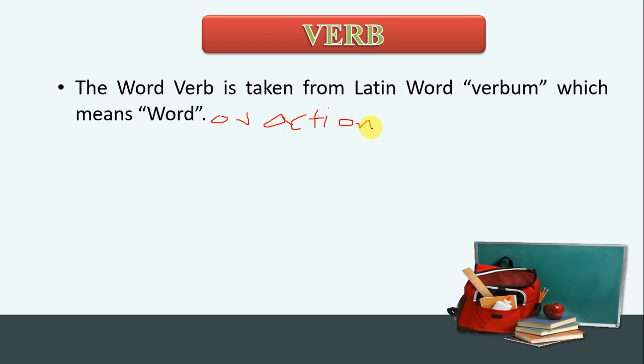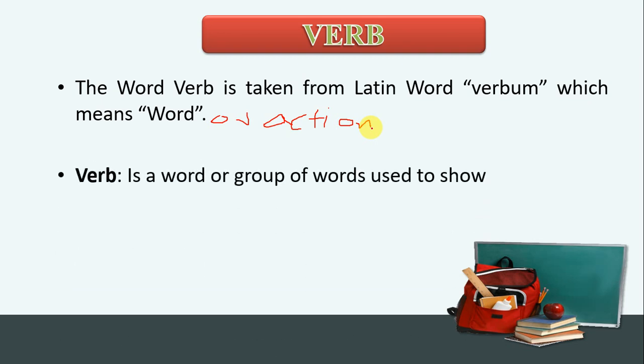Okay, dear students. Now, a verb is a word or group of words which is used to show action. For example, he plays soccer. So play is a verb here. How do you know it's a verb? Because this word shows action, and in the definition we studied that a word which shows action, we call a verb.